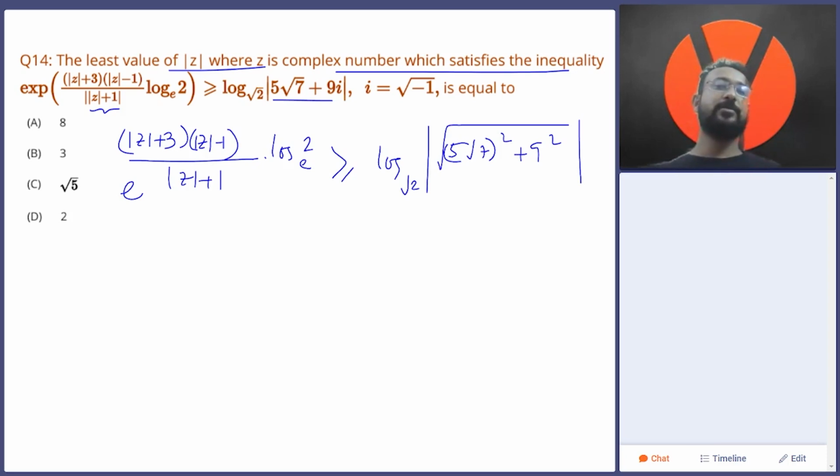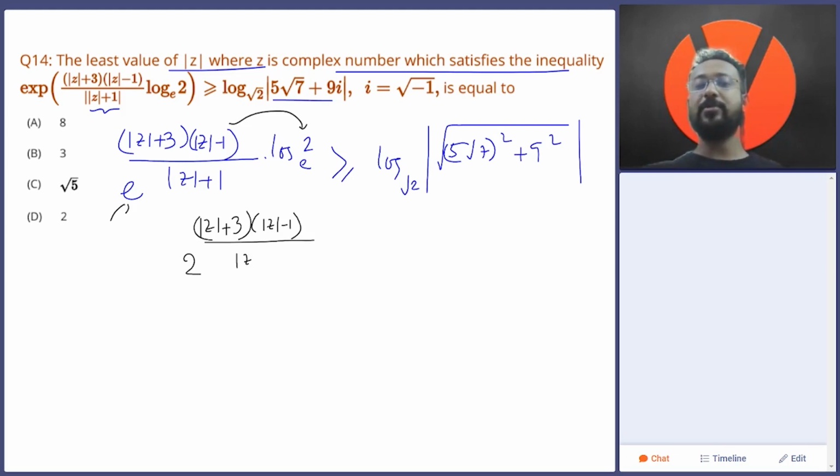So now what to do? One thing is, can we remove this e? The answer is yes. How? Log of 2 base e, can I take it to the power of 2? Yes. So if you take it, it will become 2 to the power mod z plus 3 whole into mod z minus 1 whole divided by mod z plus 1 greater than or equal to log of root 2. This will be 5 root 7 whole square. If you take it, 25 times 7 is 175. Plus this is 81.